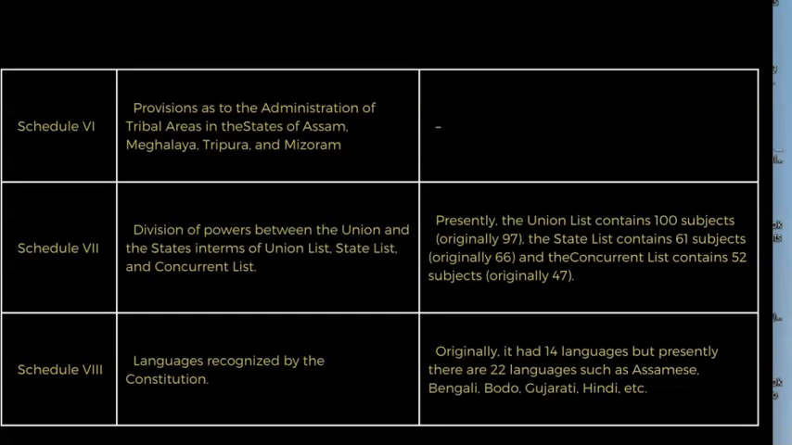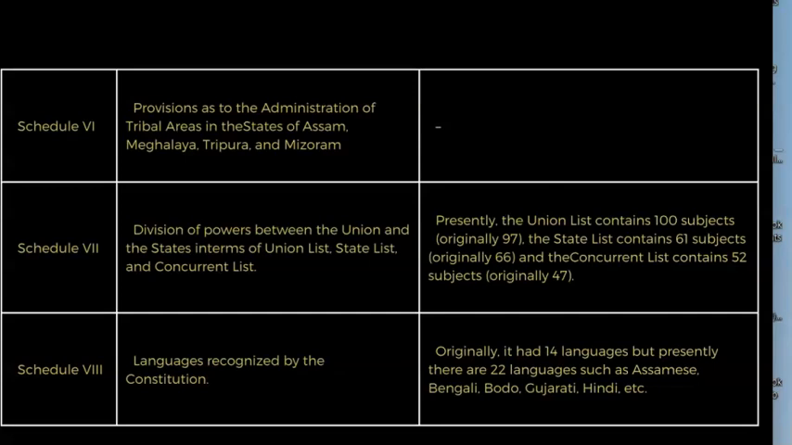Schedule 7: division of powers between the union and the states in terms of union list, state list and concurrent list. Presently, the union list contains 100 subjects, originally 97. The state list contains 61 subjects, originally 66. And the concurrent list contains 52 subjects, originally 47.